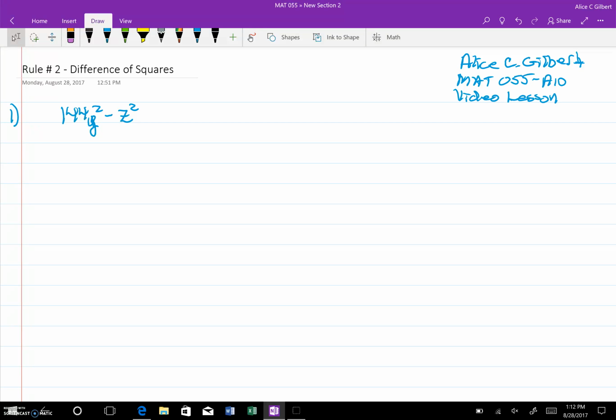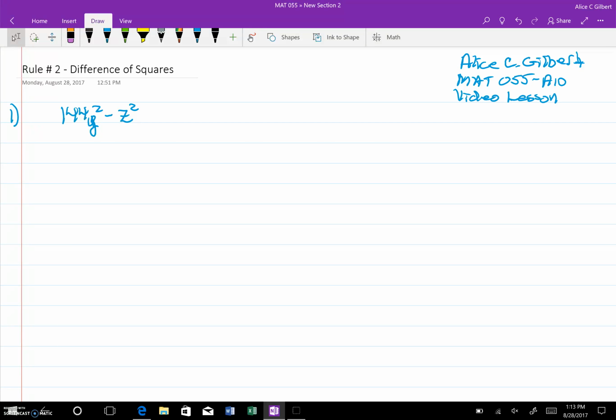In order to figure out whether we have a special factoring form, either a difference of squares or a perfect square trinomial, those are the two that we will work with, we have lots of questions we need to ask. The first question is: is this a binomial? And remember, binomial means two terms. So yes, we have two terms, 144y squared and z squared. So this is a binomial.